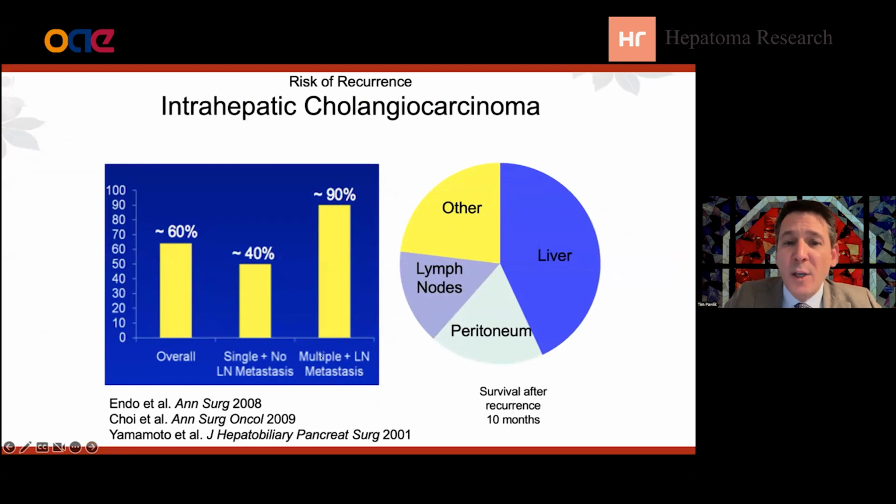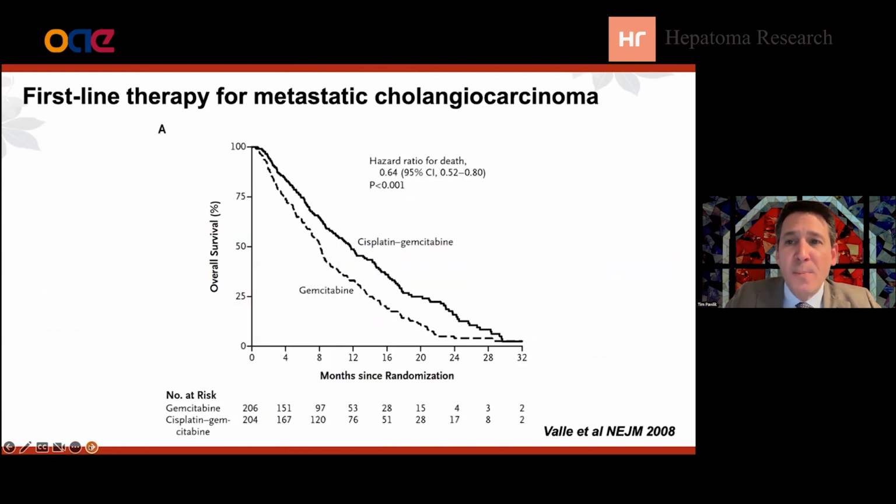And again, if you look at patients with multiple tumors or lymph node metastases, many of those patients will recur. And that's why any individual who presents with multifocal disease or evidence of lymph node metastasis preoperatively, at least in my hands, will be treated with preoperative chemotherapy. And when they are treated with chemotherapy, typically that involves gem-cis. These are data from the ABC trial that demonstrated that doublet therapy with gem-cis was more effective than monotherapy with gemcitabine.